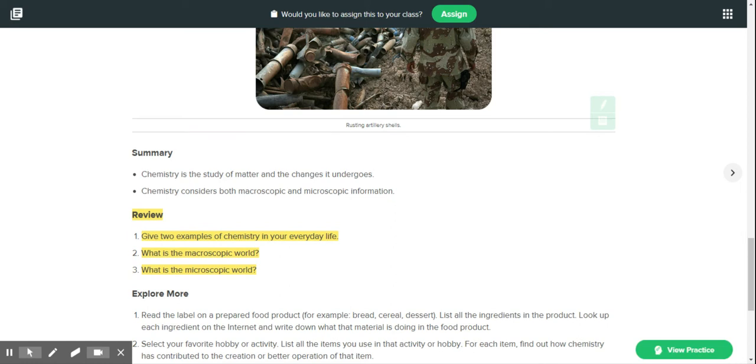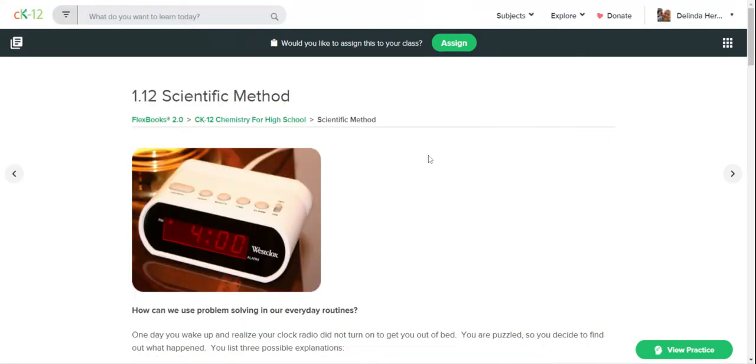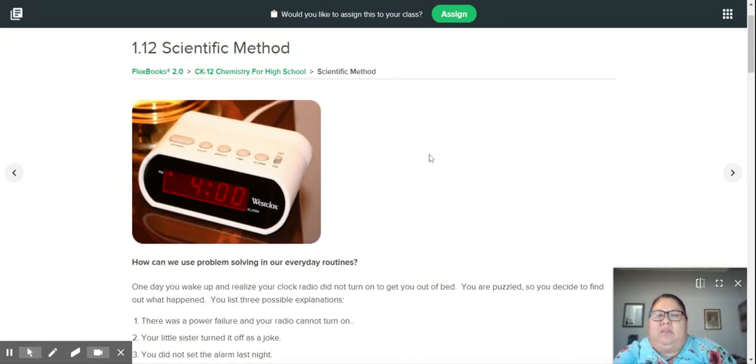Now 1.12 is the scientific method. Okay, let me switch. Record this tab. Okay, so 1.12 is the scientific method.